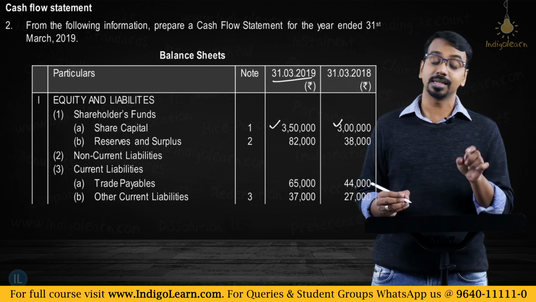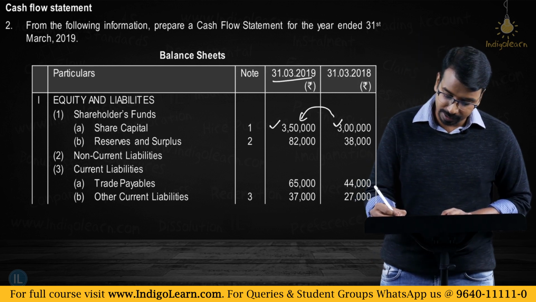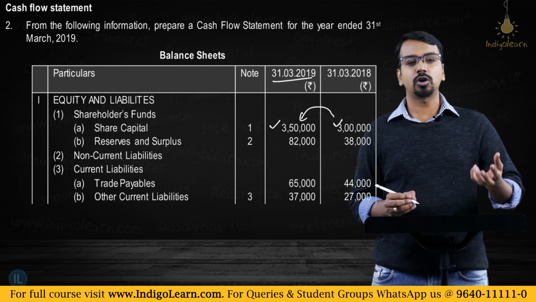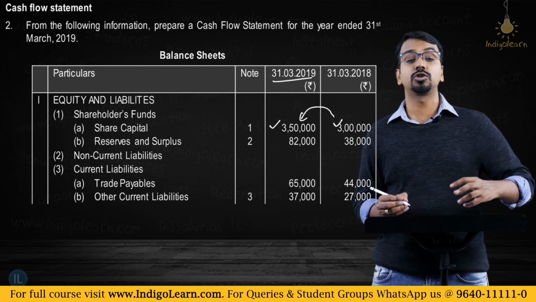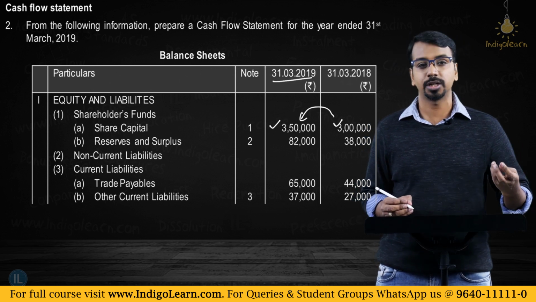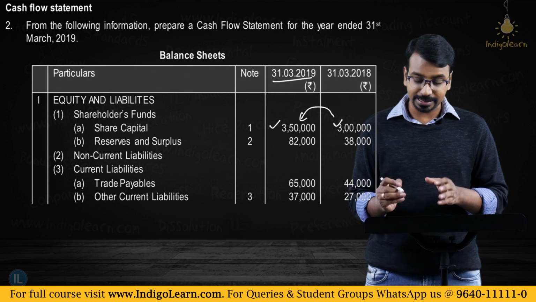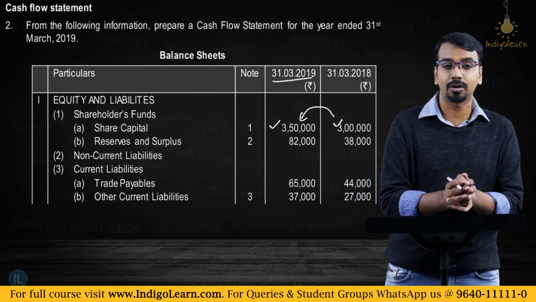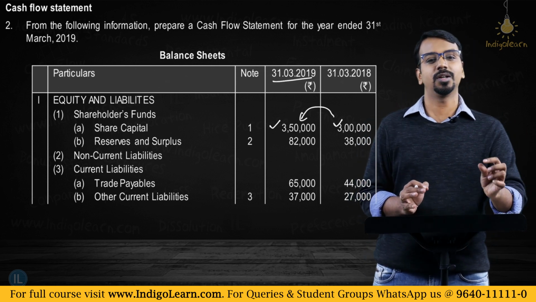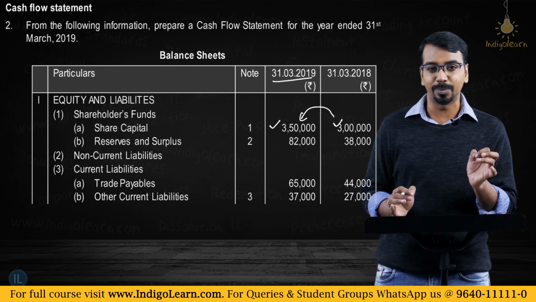Is there an increase? Yes, there is an increase. From 3 lakhs, it has become 350. Now, whether or not we got cash for it, whether we issued shares for free or bonus shares, for that we have to look at the additional information. So far we can see from 3 lakhs, it has become 3,50,000. There is a possible cash inflow of 50,000 on a net basis.